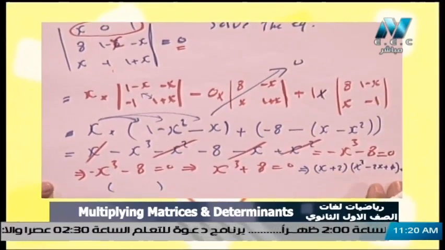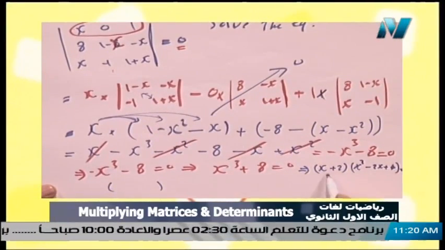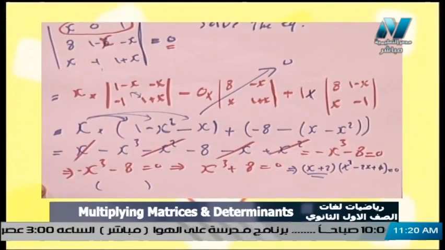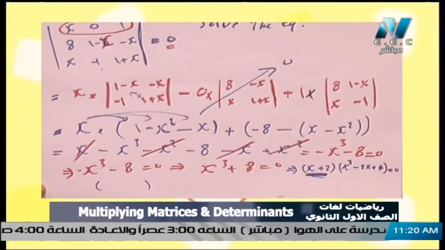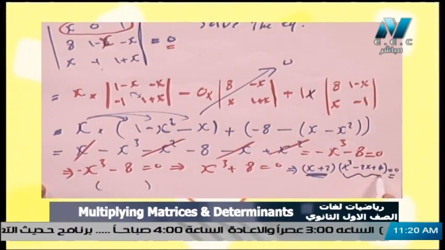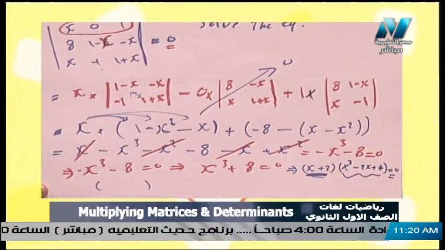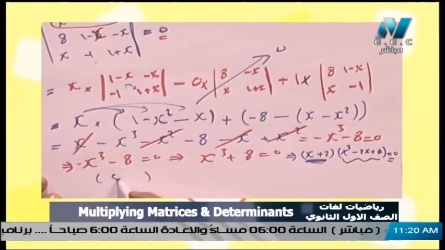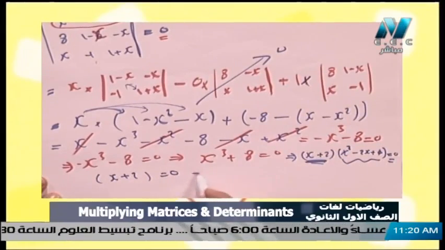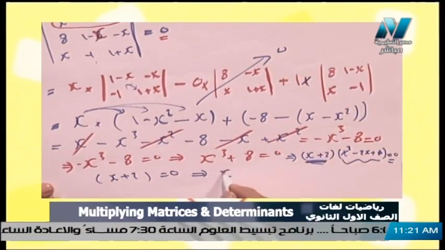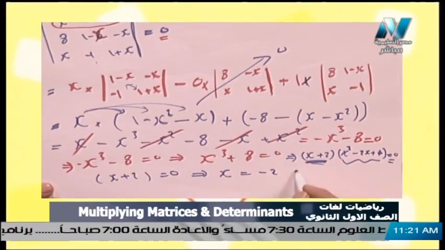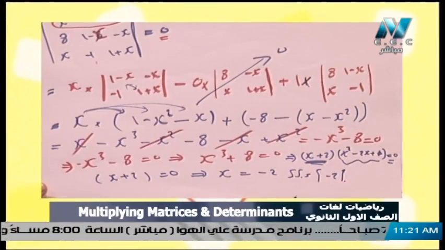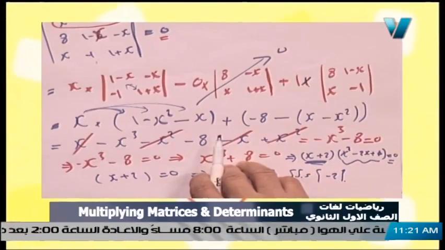Okay. We have here x plus 2 multiplied by this bracket equals 0. We know that this part equals 0, but this part doesn't equal 0 from last students. And if we have x plus 2 equals 0, so in real numbers x equals negative 2, and the solution set equals negative 2. Okay, we can move to another example.